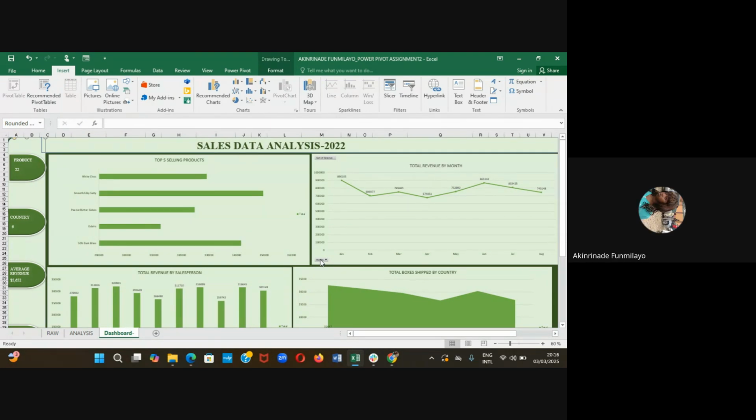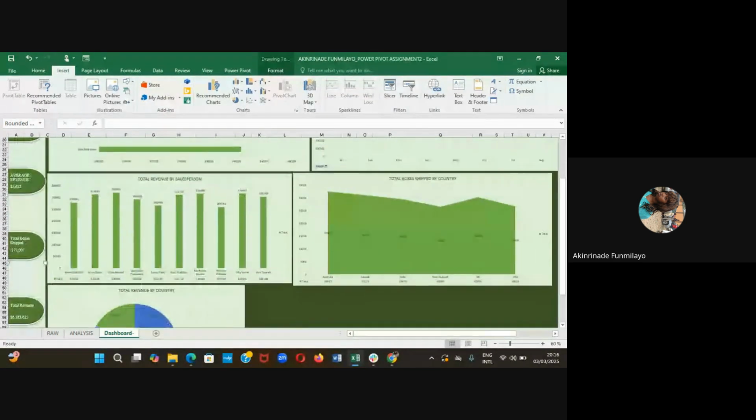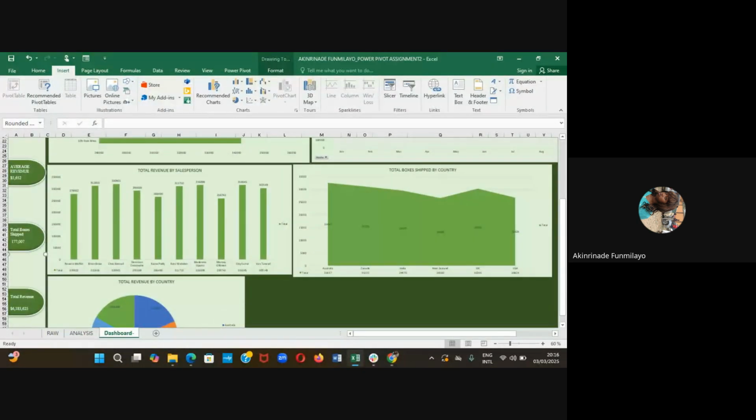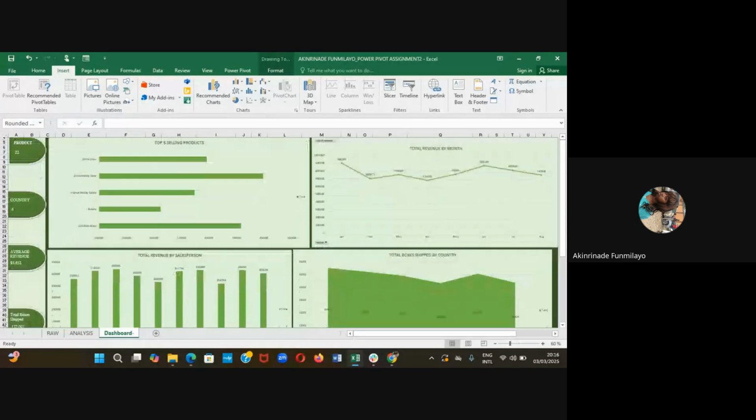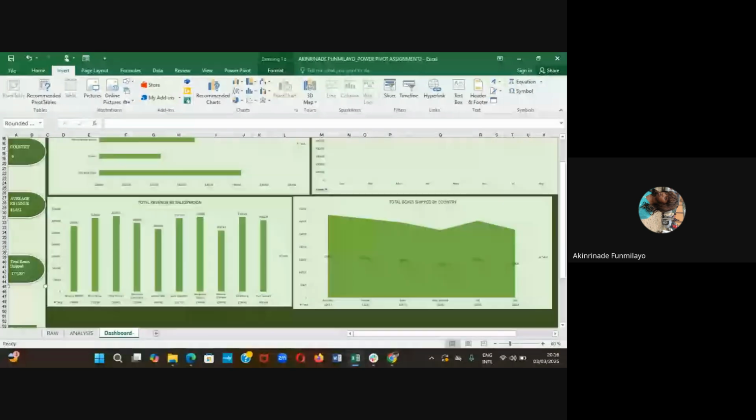Okay. Good evening, everyone. I am Akinri Adeoluwa from Layo, and this is my dashboard for Sales Data Analysis 2022. I have my KPIs on the left side, highlighting the total numbers for product, country, average revenue, total boxes shipped, and total revenue. I used a chart to highlight the top 5 selling products, with the highest being Smooth Silky Salty and the lowest being Eclairs. For my total revenue by month, I used a line graph, and the highest is in January, most likely due to the festive season.